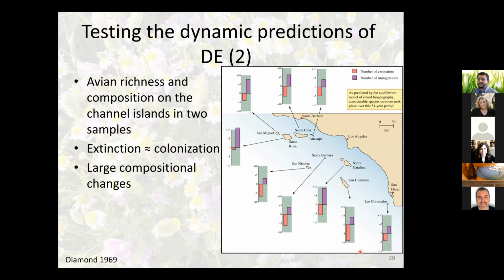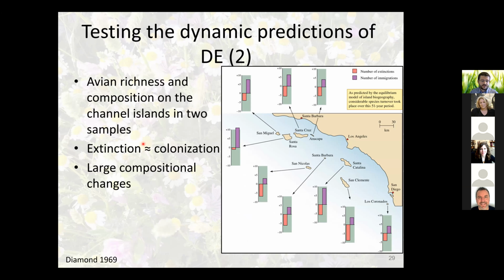Another classical work is the work of Jared Diamond in the islands off the coast of California. There were 2 surveys of birds and of their richness and composition. And there were many extinctions, many colonizations. The composition changed quite a bit.